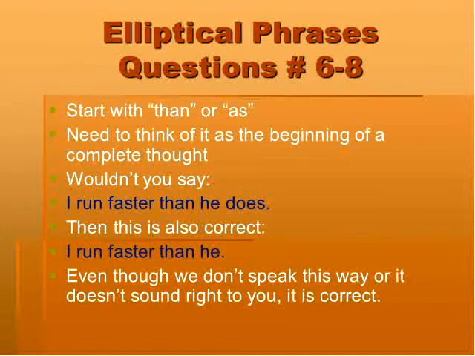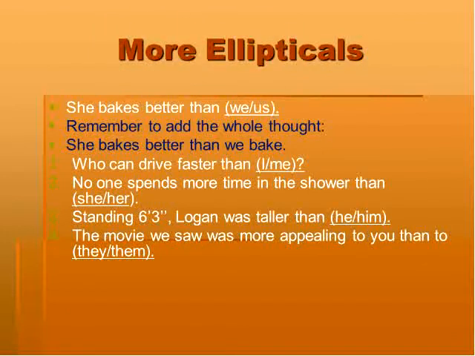Okay? I run faster than he does. You can also say, I run faster than he. Okay? So these two are correct. You just need to complete the first one. Okay. She bakes better than, remember to add the whole thought. She bakes better than we bake. Okay, so it's going to be we if I finish it.